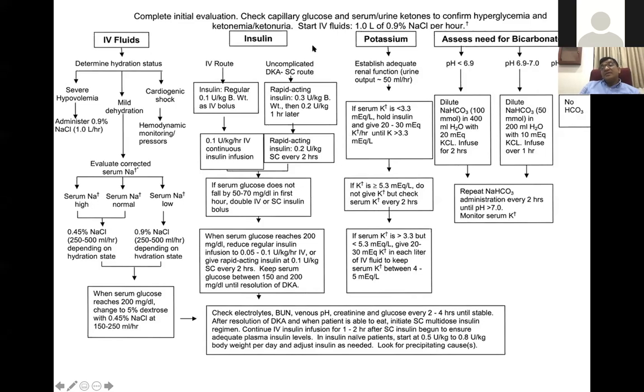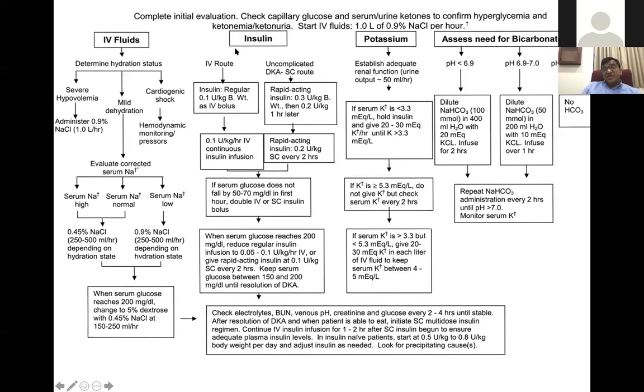Then is insulin, because even without insulin, when you correct the hydration, the metabolic derangement improves to some extent, because the renal perfusion improves, some amount of ketone bodies get excreted, some amount of acid buffering occurs in the kidneys, so the patient improves to some extent. But for definitive improvement, you need to give insulin.